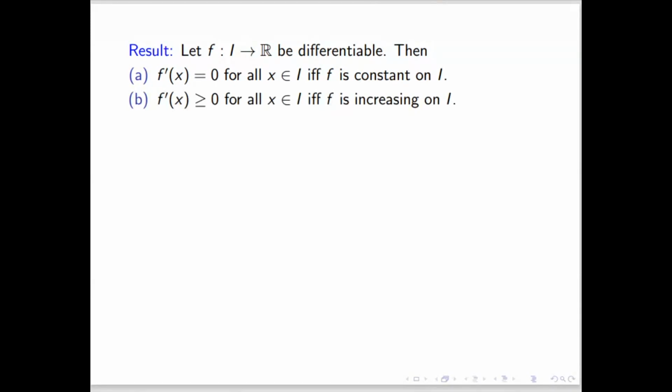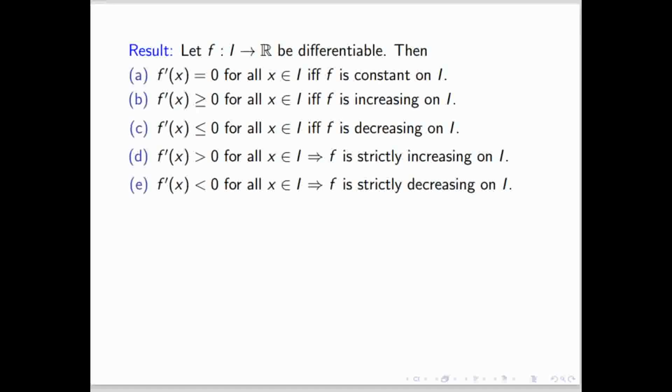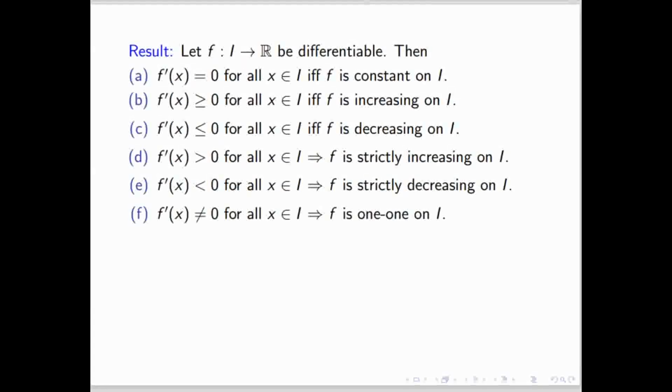If the derivative is greater than or equal to 0, then it is an increasing function. If it is less than or equal to 0, it is a decreasing function. If it is greater than 0, then it is strictly increasing. Similarly, less than 0 is a strictly decreasing function. The last one is, if the derivative is non-zero, then the function is 1-1. And that is also coming from the mean value theorem.